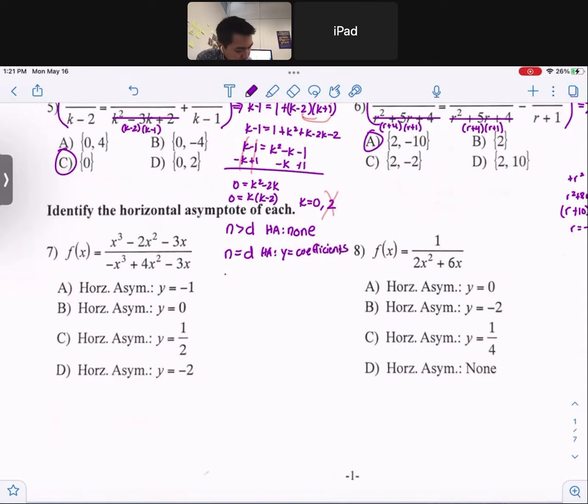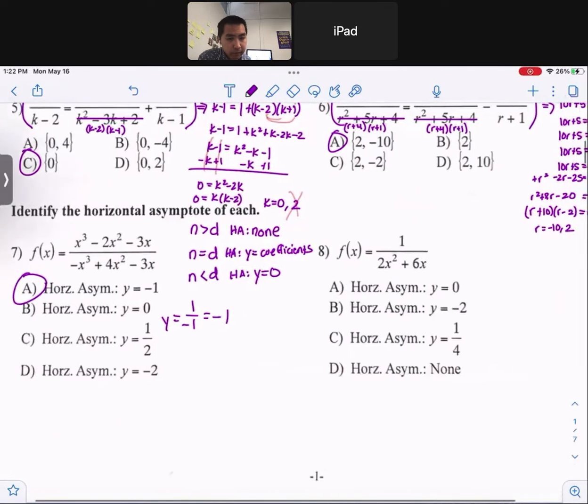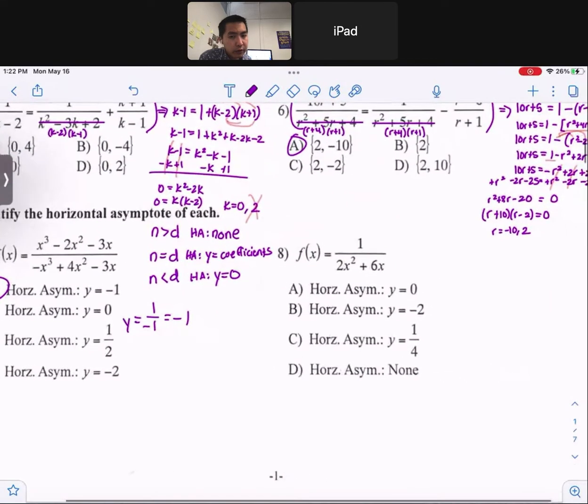But if the numerator's degree is less than the denominator's degree, then the horizontal asymptote is y equals 0. There are 3 cases to find your horizontal asymptote. For number 7, they have the same degree, so your horizontal asymptote is the ratio of the coefficients: 1 over negative 1, which is simply negative 1. So that's A.